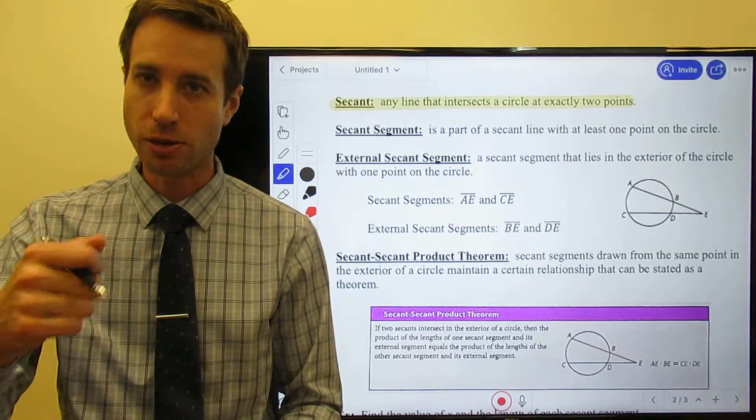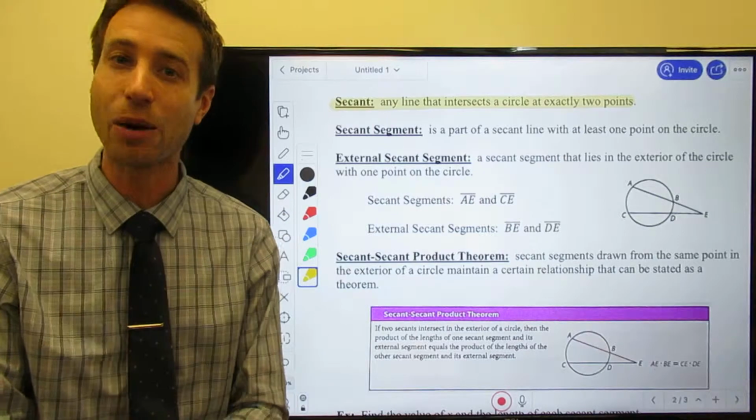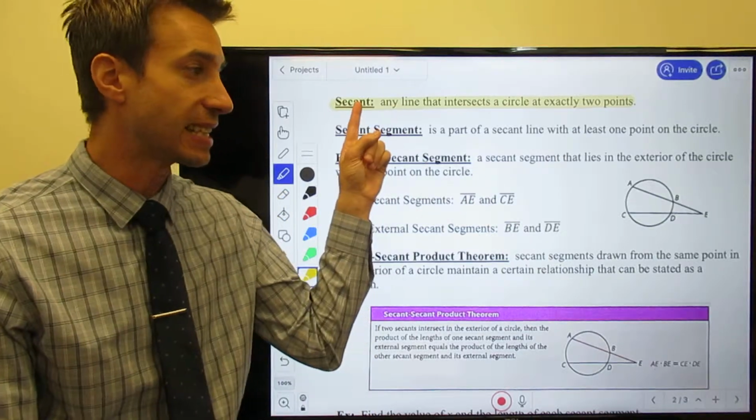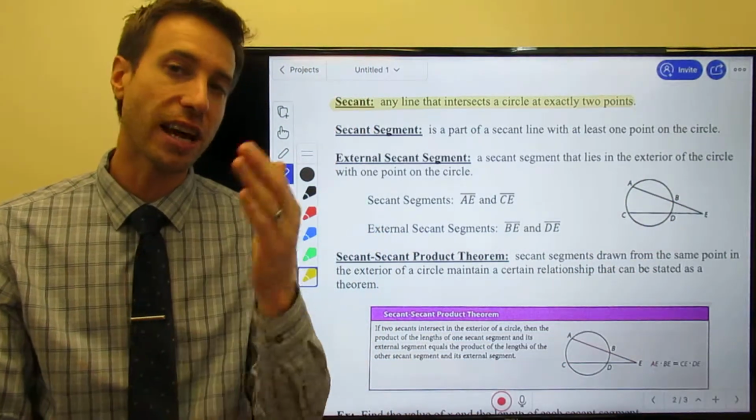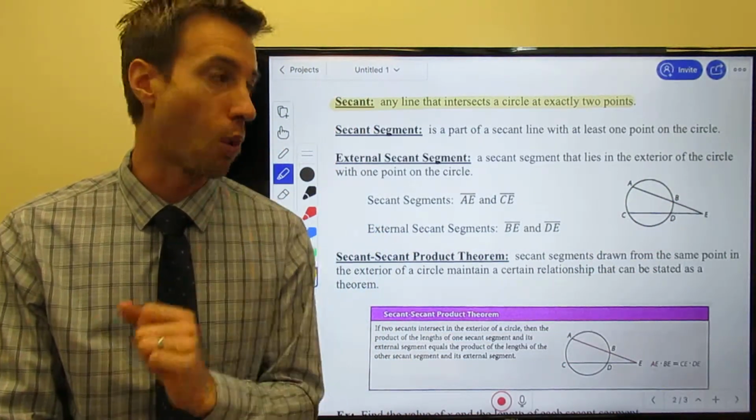Flashcards to help you memorize terms and definitions, Quizlet, something like that, whatever it takes to remember. Secant line intersects the circle at 2 points. Tangent line only intersects the circle at 1 point.